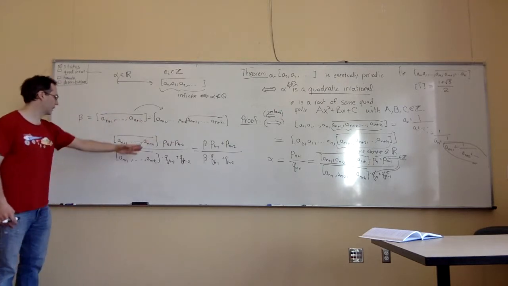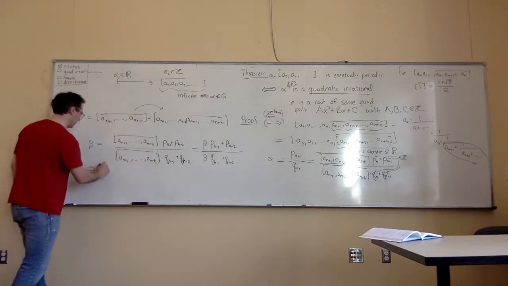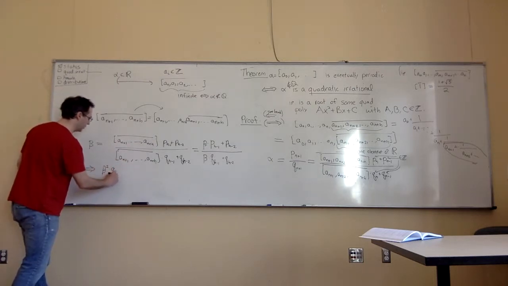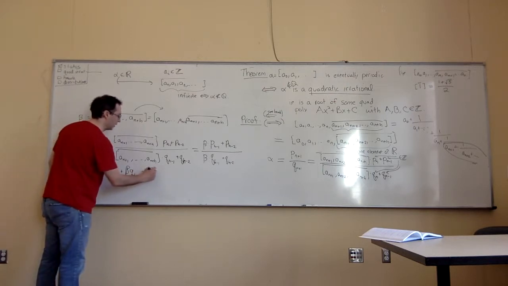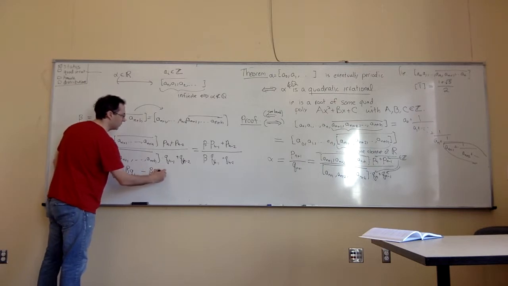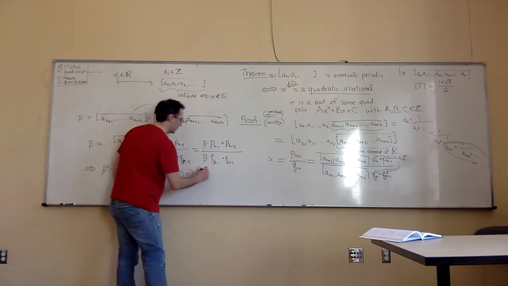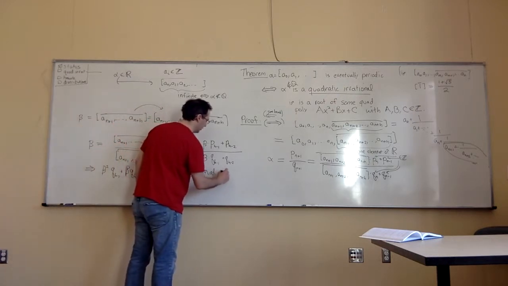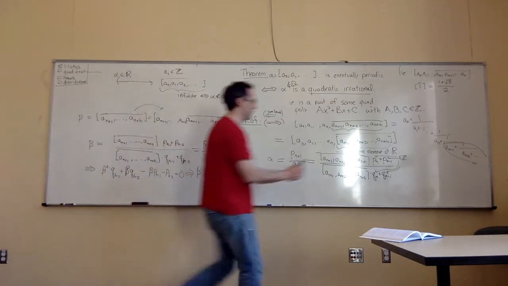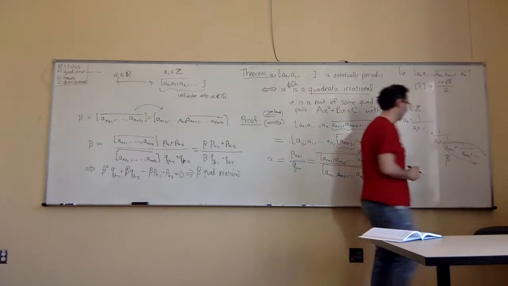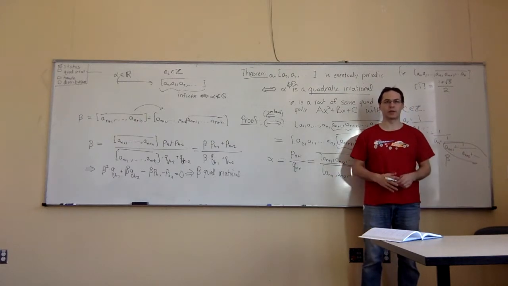So this implies that, just multiplying both sides through, beta squared times q_{h-1} plus beta q_{h-2} minus beta p_{h-1} minus p_{h-2} is equal to 0. So beta is a quadratic irrational. However, that beta is the thing right here. So we just proved that this continued fraction converges to something that is a quadratic irrational.